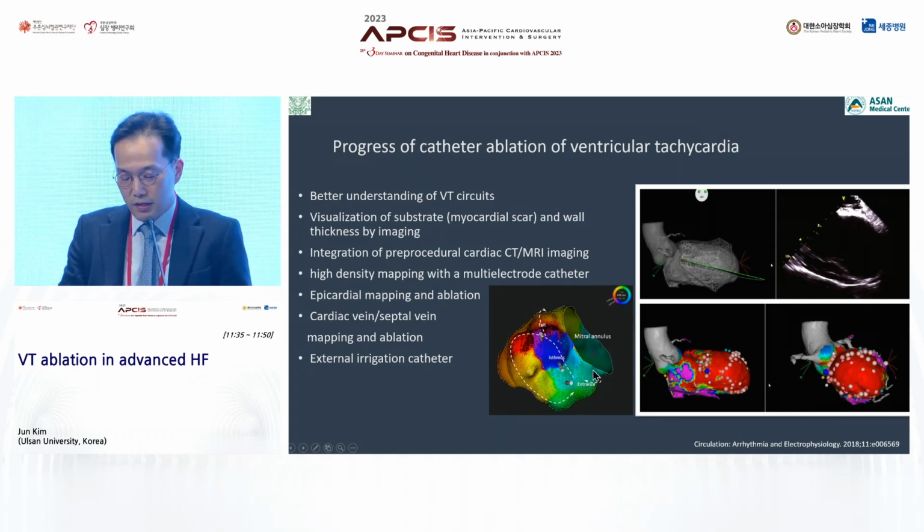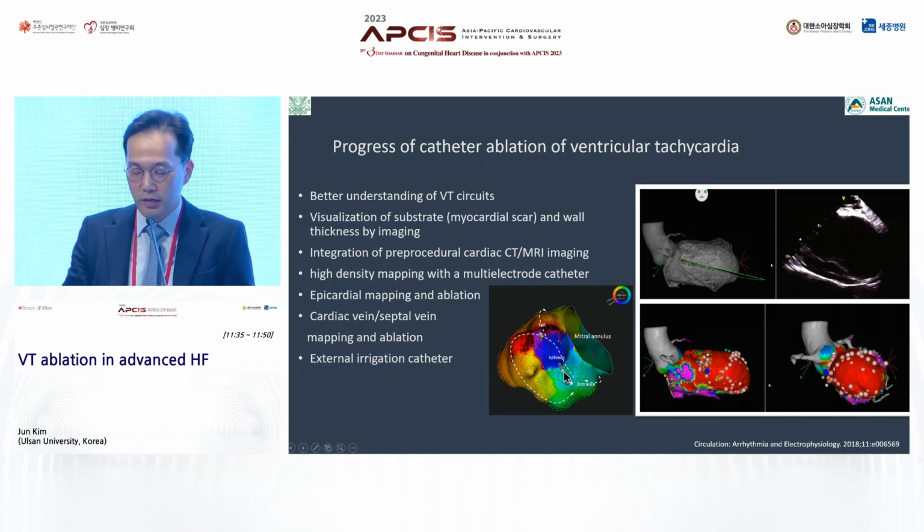And you can see the LV lateral wall, and the wave goes from the below to the upside and goes down, and it can show the figure of a re-entry in the post-MI patient.